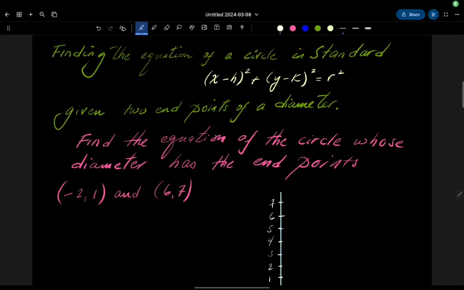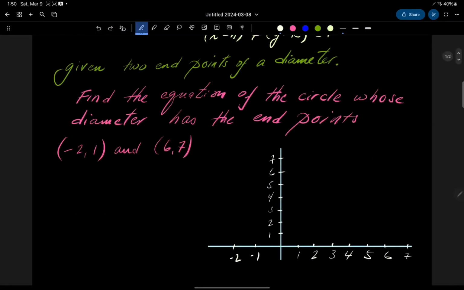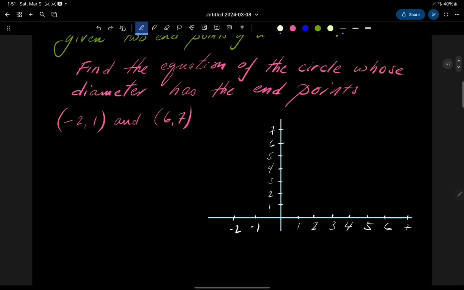Hey guys, in this video we're going to find the equation of a circle in standard form, this right here, when given two ends of a diameter. So this question says find the equation of the circle whose diameter has the endpoints -2, 1 and 6, 7.